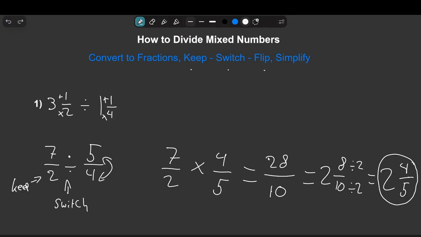So this was the video, guys, on how to divide mixed numbers. I hope you guys enjoyed the video and got a quick review or refresher, or you learned this by my video.